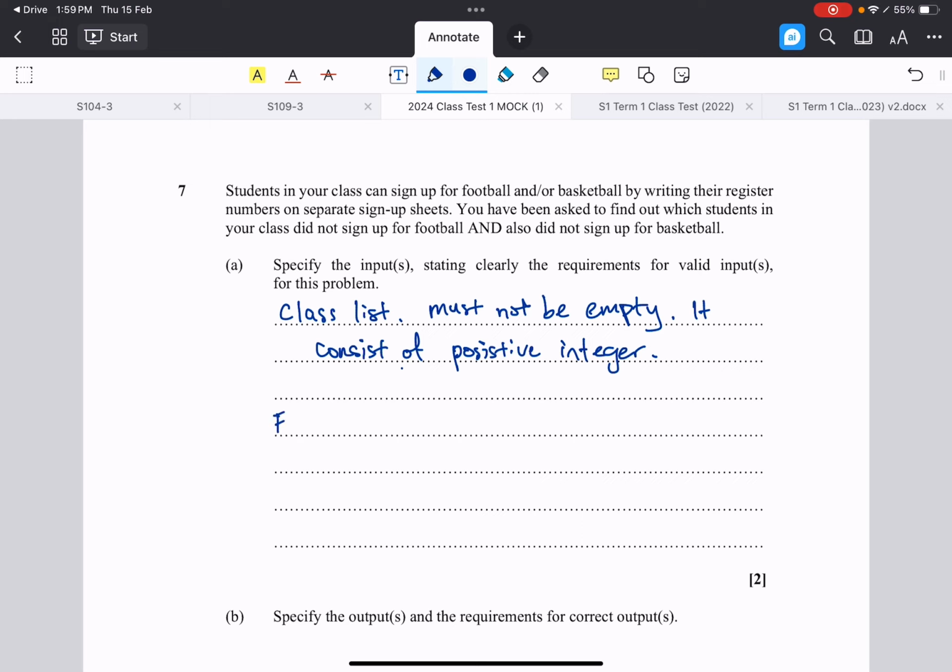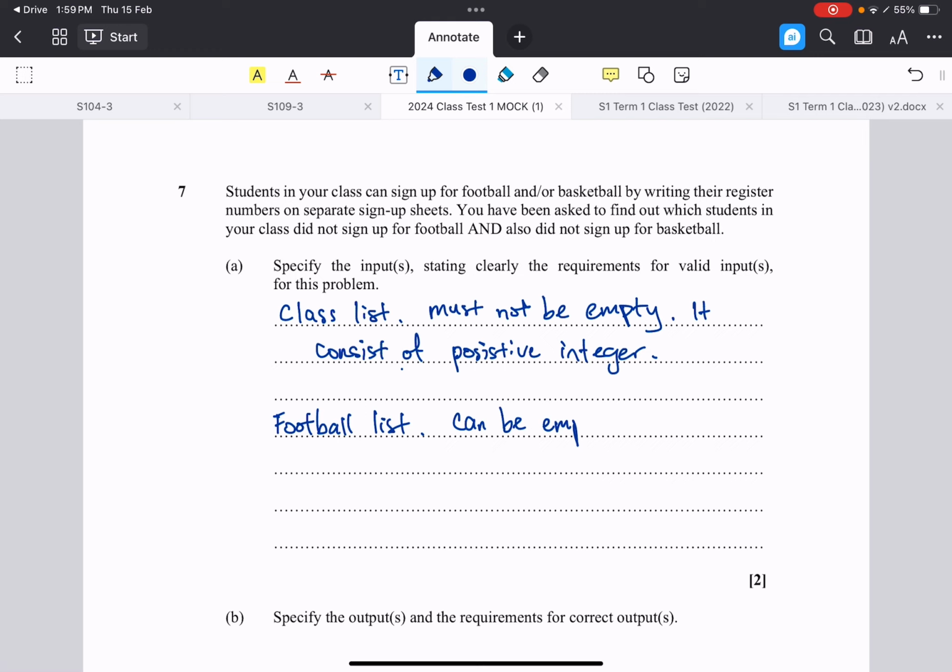Then after that, we need to have a football list for people who sign up for football. So the football list, right? This one can be empty, because there could be 0 people who actually sign up for football. It is possible, right? So it can be empty. What else, right? Each register number here should be in the class list, right? So if you write a register number that's not in the class list, it will not be valid, okay?